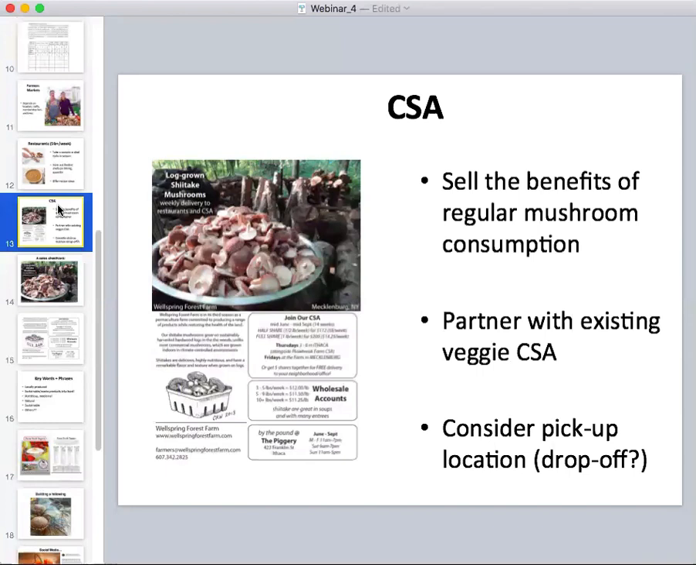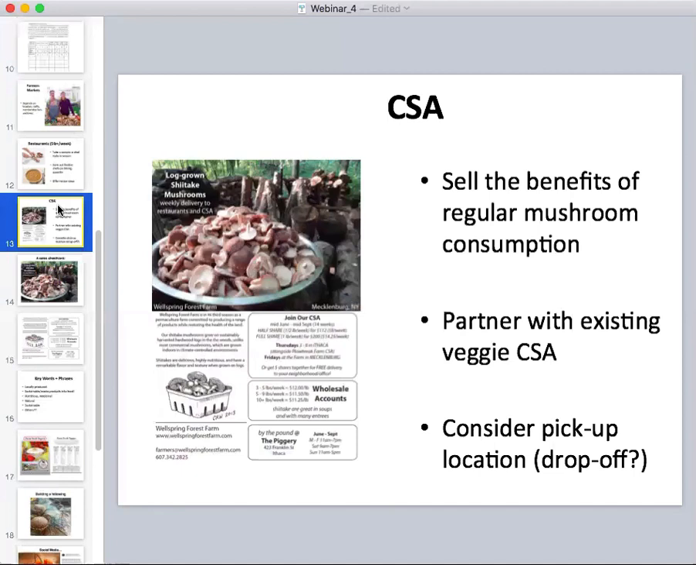What we really like about the CSA is the personal interaction we get to have with folks when they're picking things up, and the consistency of having people regularly consume mushrooms and see them over the course of the season. And really what we like is the cash flow that comes in from this, because people sign up usually in January, February, March, prior to the season when we're in a bit of a cash bind. And so that's really nice.